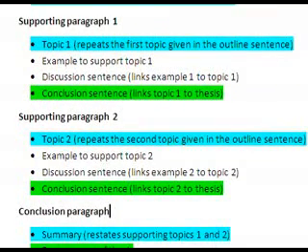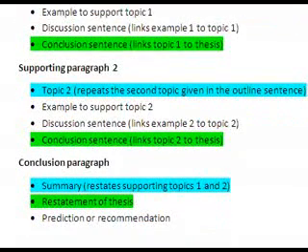So in supporting paragraph 2, you start by presenting topic number 2, which you had originally stated in your outline sentence of the introduction paragraph. You give an example to support it. You also give a discussion sentence linking your example number 2 to topic number 2. And finally, you give a conclusion sentence which links supporting paragraph 2 back to your thesis, which was in the introduction paragraph.